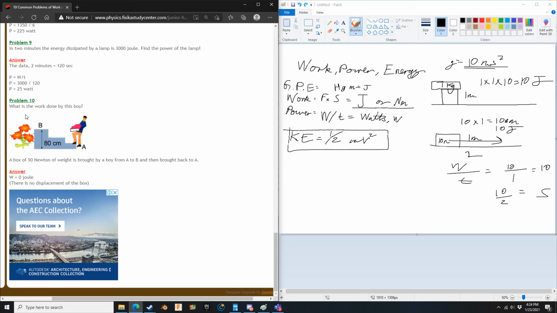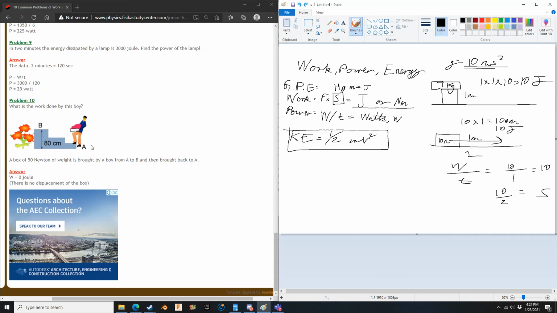Last question. The last question is great, and it illustrates why we have this as S and not as D. S is not equal to D. This is displacement, this is distance covered. They're not the same. Don't confuse them. The reason for this is that there's a student here. He has a box of 50 newtons. He moves it up the ramp and then back down. Well, how much work has he done?